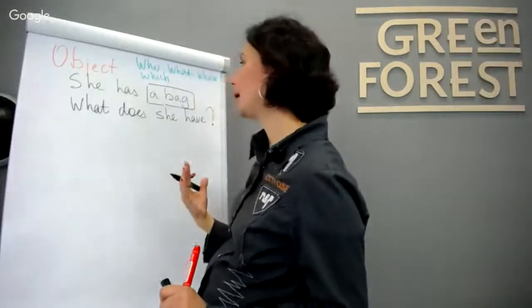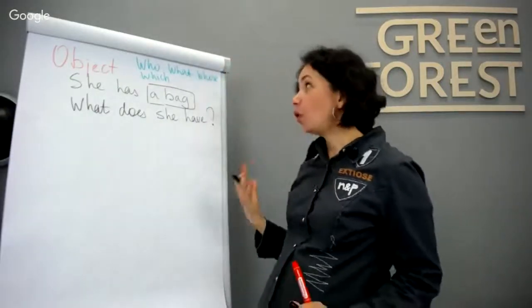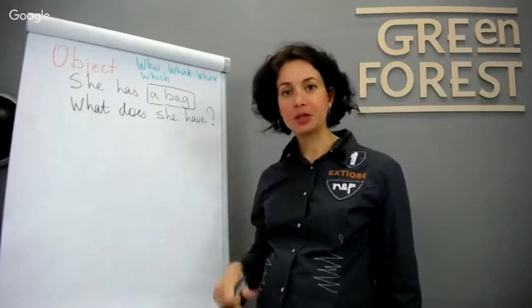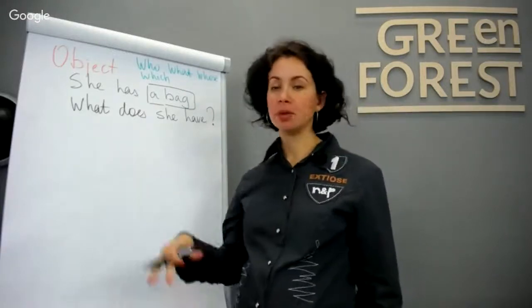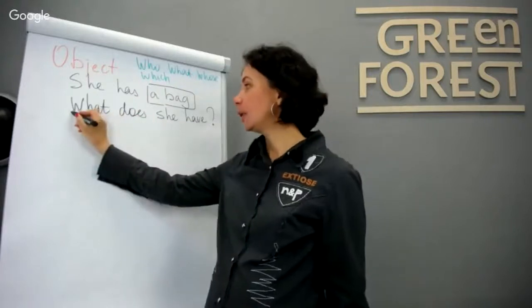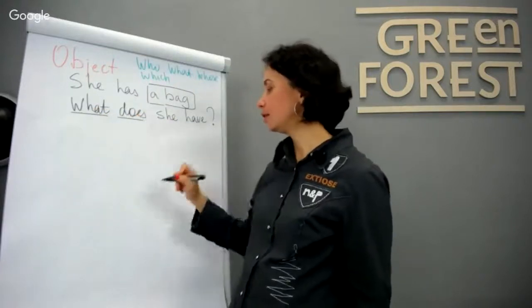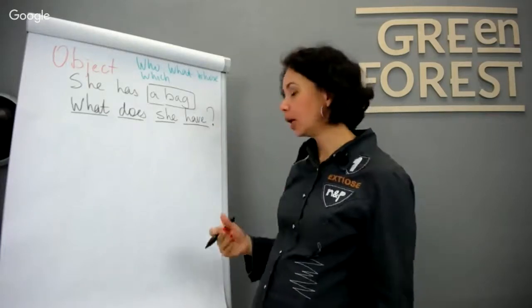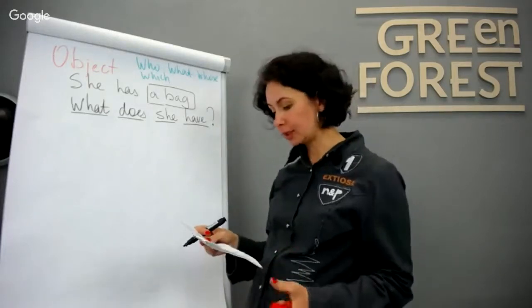The answer, a bag. So for object questions, we need to use the full form of WH questions. You can watch my previous webinar about it. Question word, auxiliary verb, subject, verb. Let's look at more examples.